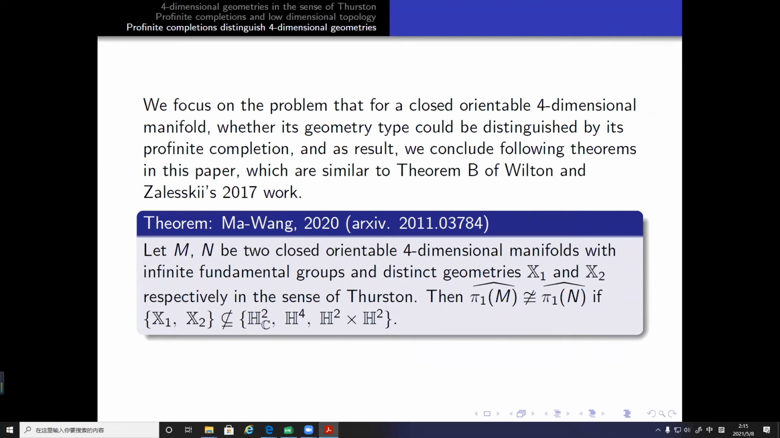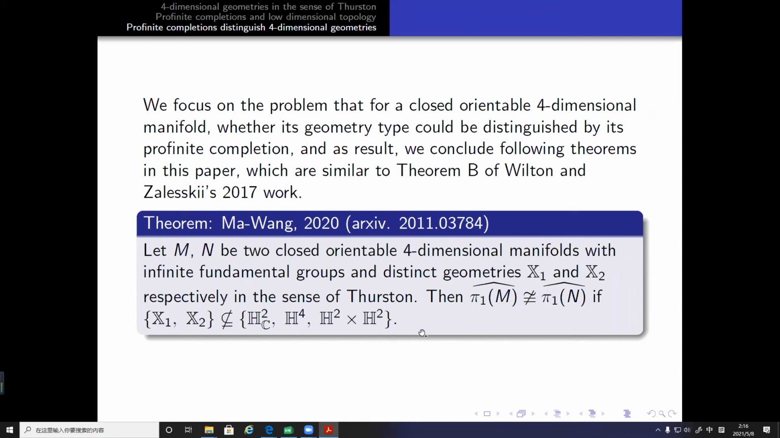Then their profinite completions are different if the geometry is not in this set. So in other words, for example, if M is a four-manifold with geometry three-dimensional hyperbolic times the real line, and N is a four-dimensional hyperbolic manifold, then they cannot have the same profinite completion of their fundamental groups.